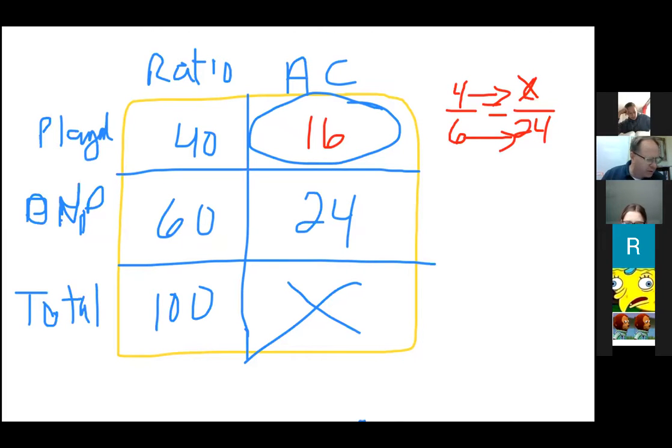Mr. Jones, go ahead. Yes, doesn't 40 over 60 reduce to 2/3? It does, but why is that important? I don't know, because you said it reduces to that, so maybe. All right, well, let's do that. So let's say I reduced it to 2/3.